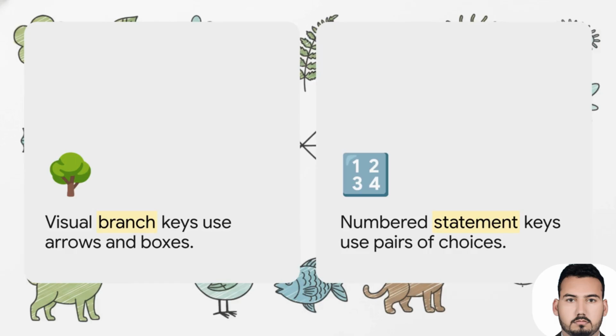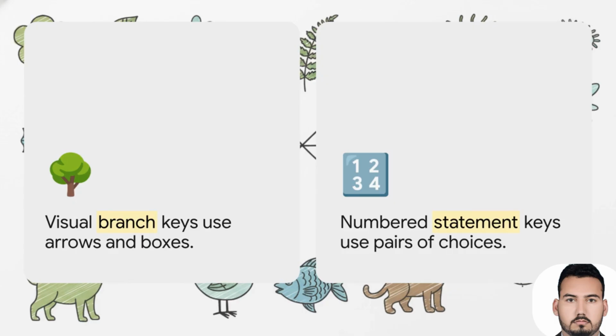On the left, you've got our visual branch. Does it have legs, yes or no? On the right, you have the numbered statement style. Instead of boxes and arrows, it uses pairs of statements, like 1A and 1B. Statement 1A says, it has legs, go to 2. Statement 1B says, it does not have legs, go to 3. See? It's the exact same rule of 2.